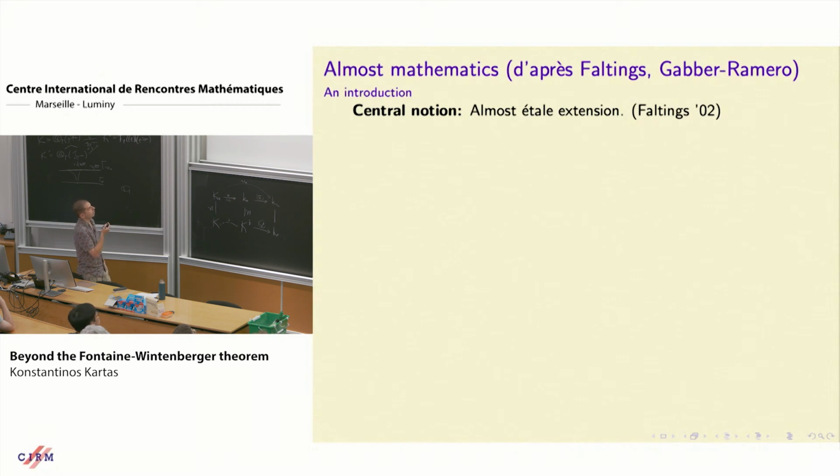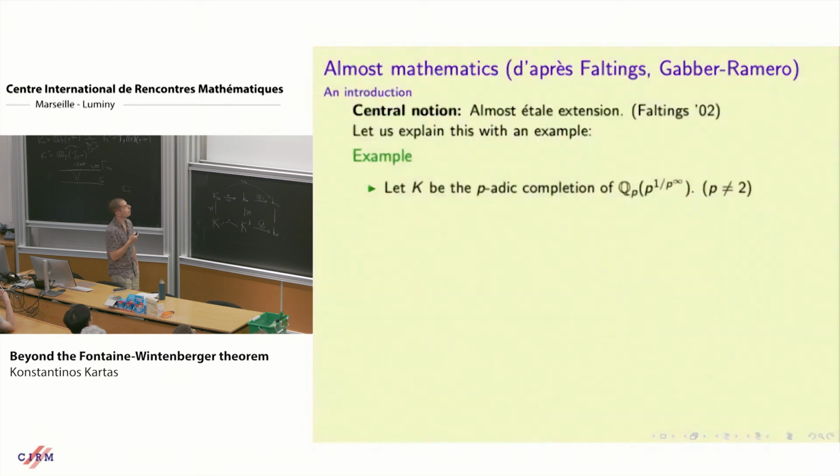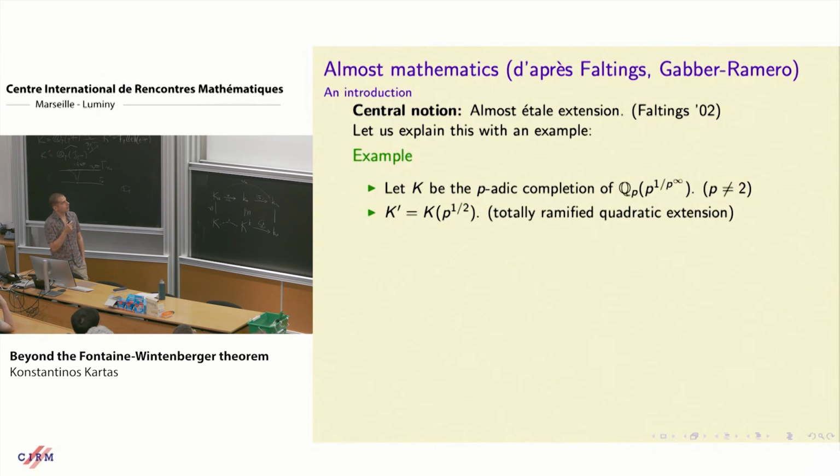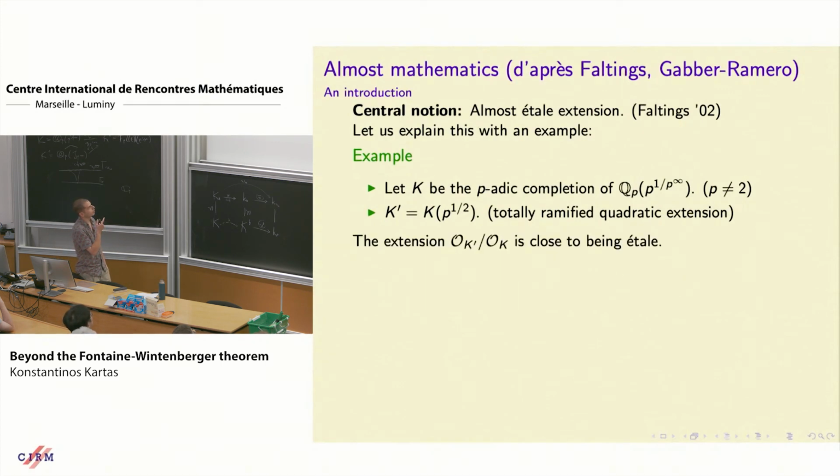So I will try to explain the notion of an almost étale extension. Let me give you an example. I take K to be the usual field, and for this example, let's say that p is not 2. Consider a quadratic extension, where I adjoin the square root of p. Classically, this is a totally ramified extension, but I will argue that in some sense it's very close to being unramified. Said differently, the extension of valuation rings is very close to being étale.